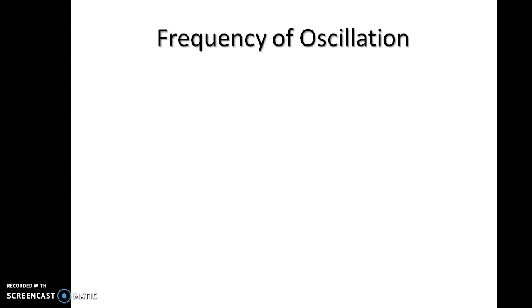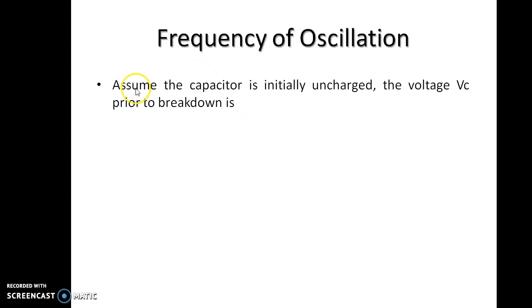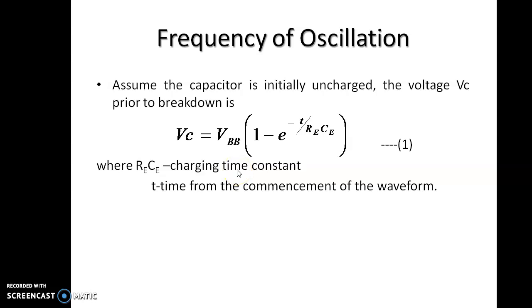So now let us see an expression for the frequency of oscillation. Assume the capacitor is initially uncharged, and the voltage Vc prior to breakdown is Vc equal to VBB into 1 minus e power minus t by RECE, where Vc is the capacitor voltage, VBB is the DC voltage which has been applied, RECE is the charging time constant, and t is time from the commencement of the waveform.